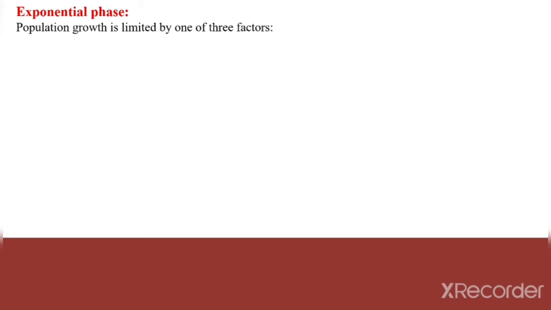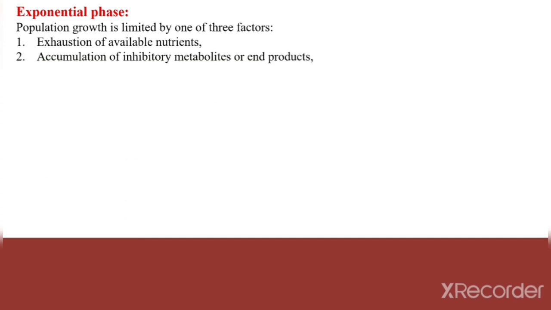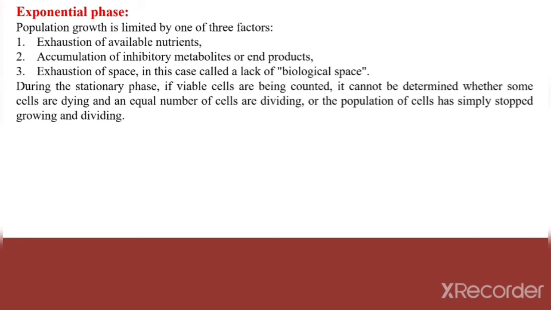Population growth is limited by one of three factors: exhaustion of available nutrients, accumulation of inhibitory metabolites or end products, and exhaustion of space, in this case called a lack of biological space. Now see, the stationary phase is where the birth rate and the death rate of the cells are equal, because in this phase the secondary metabolites are produced by the bacterial cell, and because of that there is a depletion in growth and the death rate is going to increase in this cell.